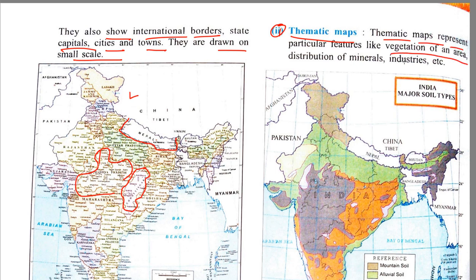That means they are selecting one theme. Like here you can see the India soil type map, so here the theme is soil. They are showing the distribution of a variety of soil, like mountainous soil in this mountainous region. Then in this plain surface area beside the Ganga river we are getting alluvial soil. So this type of soil distribution we are showing with the help of a thematic map.